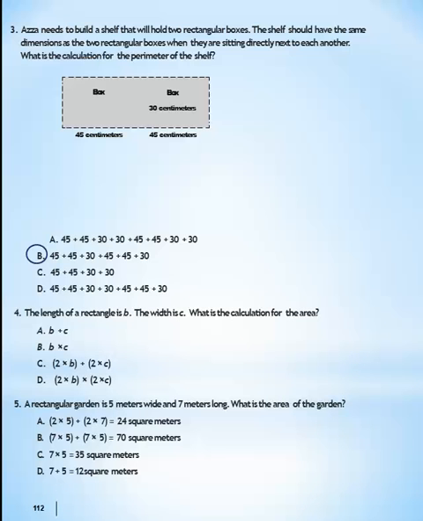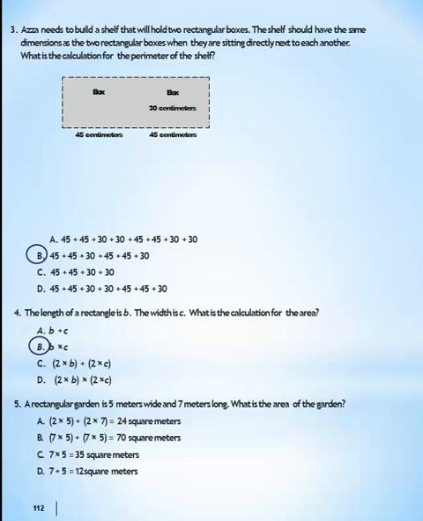The length of a rectangle is B and the width is C. What is the calculation of the area? Okay, length B and width C, so it will be B times C, letter B.